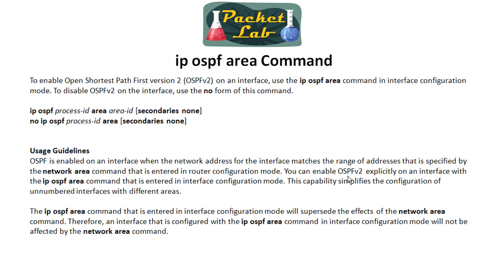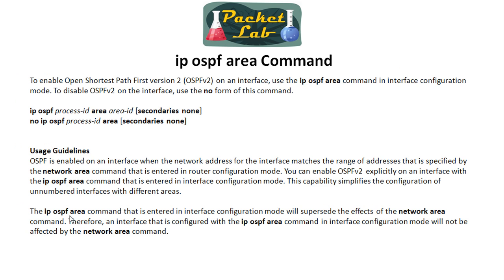It says here you can enable OSPFv2 explicitly on an interface with the IP OSPF area command that is entered in interface configuration mode. Yuppers. This capability simplifies the configuration of unnumbered interfaces with different areas. Okay, well, we're not going to get into true unnumbered interfaces here. Basically, how you can read this is that it doesn't matter what the IP address is. The OSPF area assignment is for the interface and not specific to the IP. So as we'll see later, you can change the IP address when you're using this command, and you'll still be assigned to the same area.